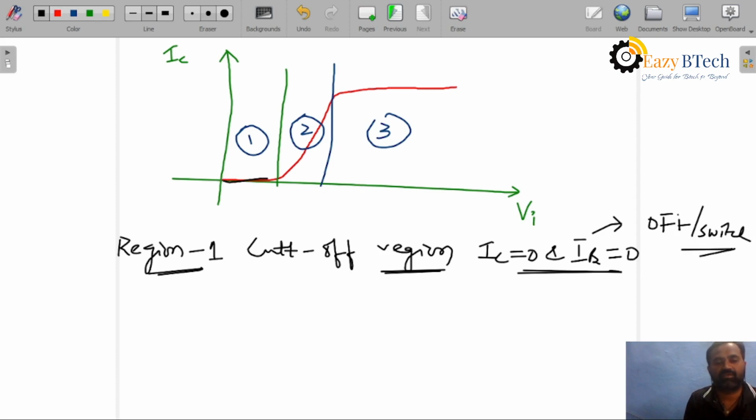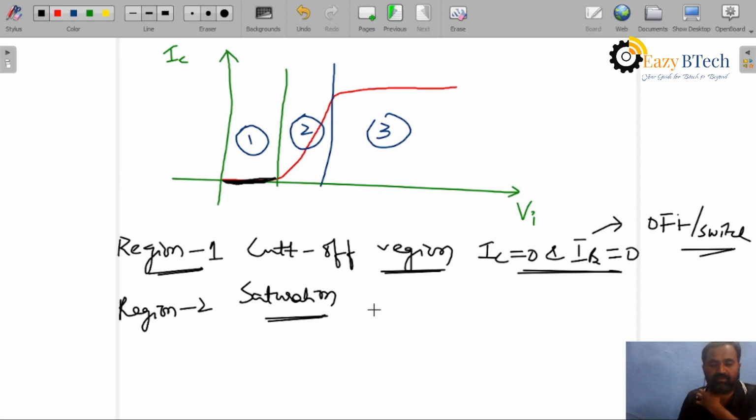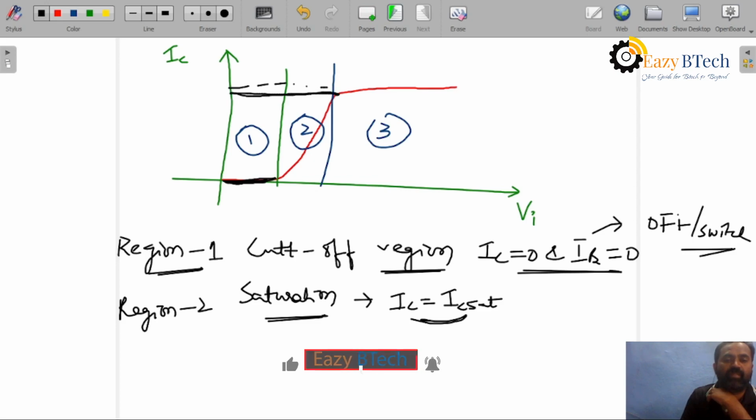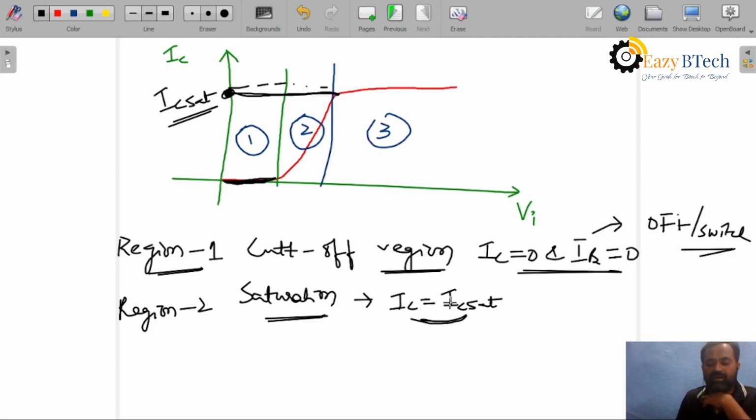Now you can see in this region no current, IC is 0. The second region, region 2, we will call the saturation region. In this saturation region, the IC current is equal to IC sat. The collector current rises, as you can see clearly, to the maximum saturated current. This current of IC we will call IC sat. Now IC is equal to IC sat, and V0 is equal to VCE, which is VCE sat, in the saturation region.